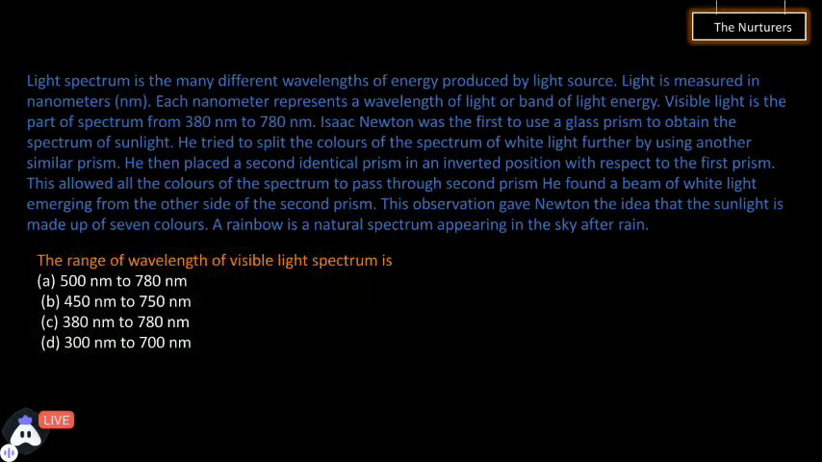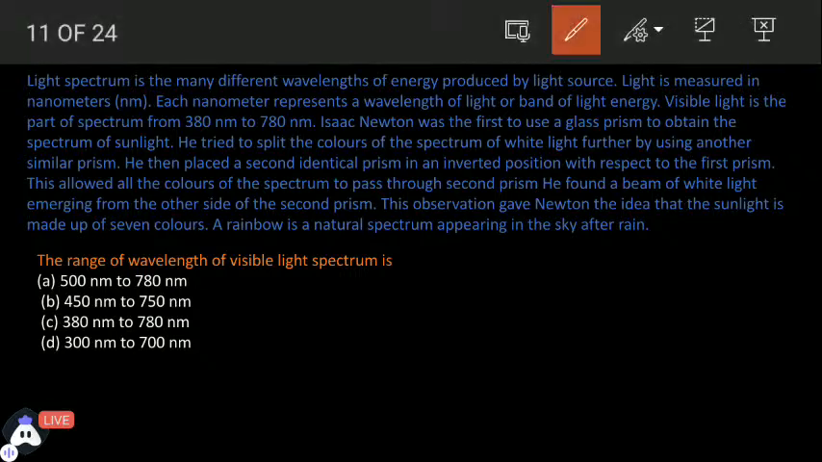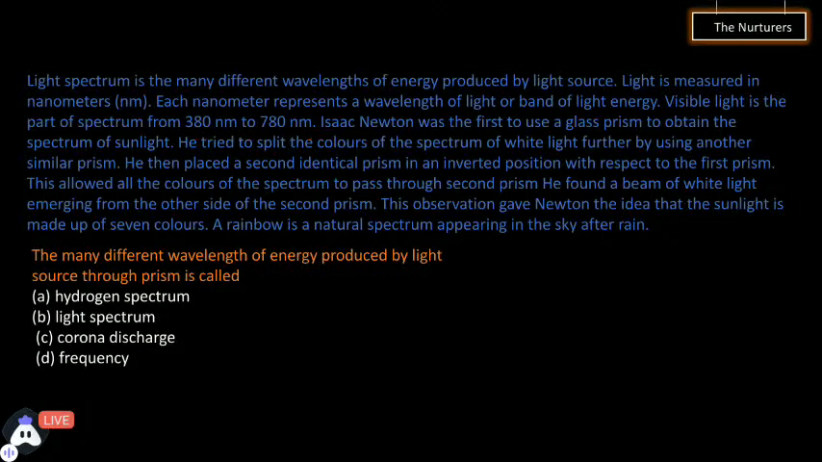So what the question says, the very first question is, the range of the wavelength of visible light spectrum is. Now, after reading the passage, you need to tell what is the range of the visible light spectrum. A, is it 500 to 780? B, is it 450 to 750? C, 380 to 780? Or D, 300 to 700? Yes, it is given in the passage itself, that is, it is 380 to 780 nanometers. So the correct answer is the C one. Perfect. Proceeding to the next.